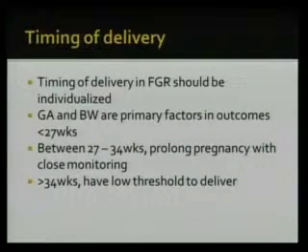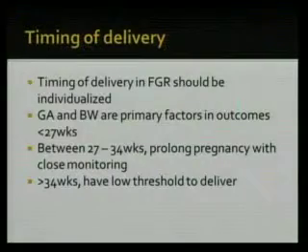So just talking about timing of delivery, putting this all together, growth restriction is individualized. This baby needs to be looked at for all the factors that we've talked about. Potentially this baby is constitutionally small or pathologically small. You want to follow the growth pattern. The biggest factor in outcomes in babies that are less than 27 weeks is gestational age and birth weight. So even if this baby is having trouble growing at less than 27 weeks, it's not likely to help by intervening.